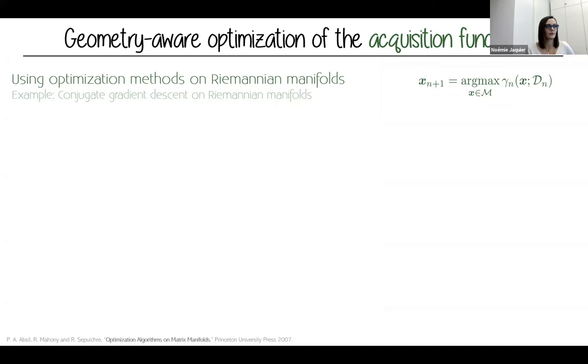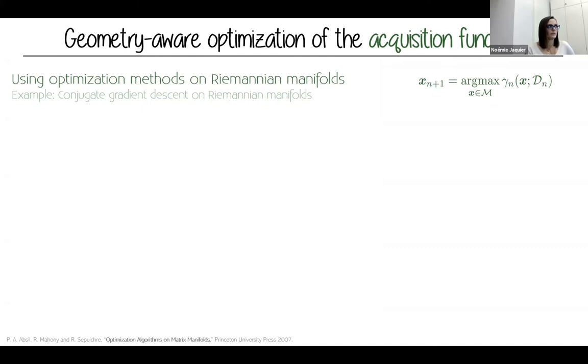And here I just want to take the example of conjugate gradient descent on manifolds because it's simple to illustrate and nice to explain. But in practice, you can go for more complex methods. We are typically using trust region methods to optimize these acquisition functions.